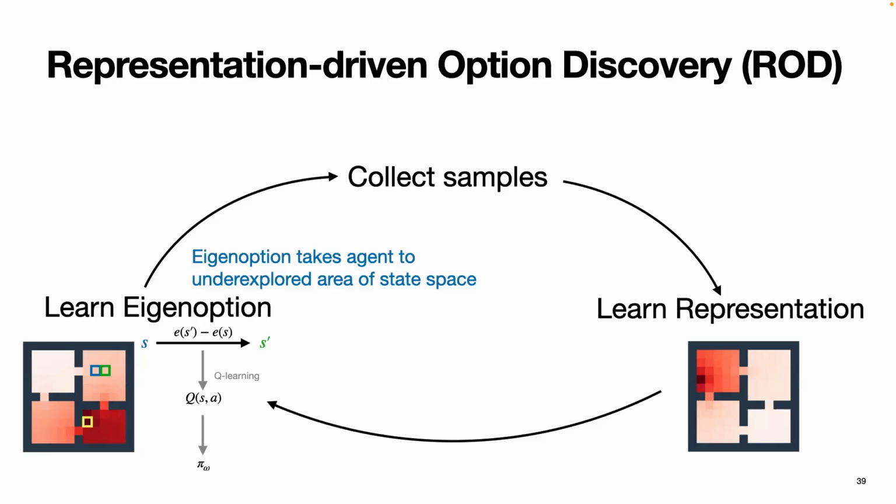So suppose the agent is interacting with the environment for a while, and there are more visited states and less visited states. What the eigenoption is going to do is to take the agent to the areas of the state space that are less visited. So the agent can continue exploring there and collect more informative samples for improving the representation. So this is sort of like a virtuous cycle where you continually improve the representation that you're learning and use the newly computed eigenoptions to further help you explore the state space that needs to be explored.